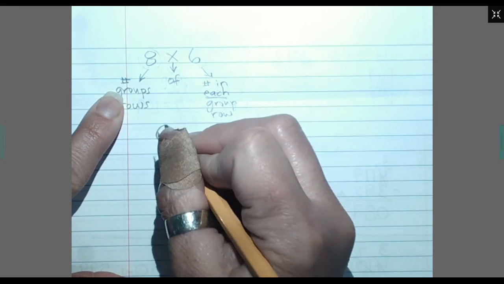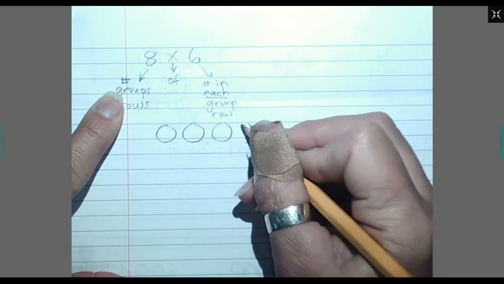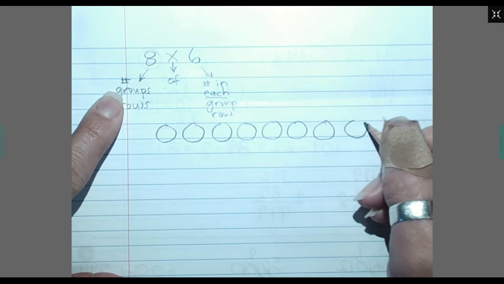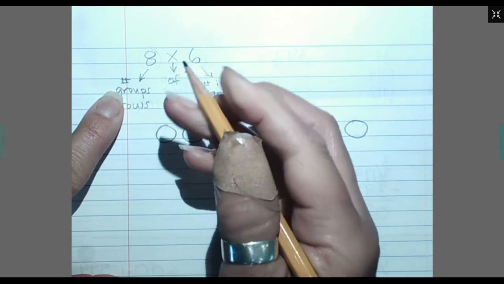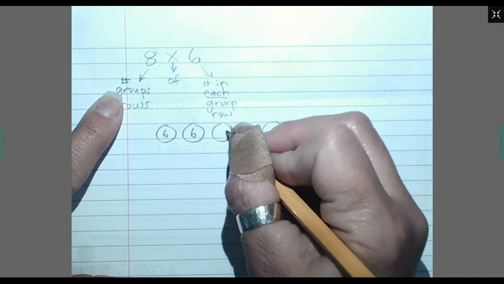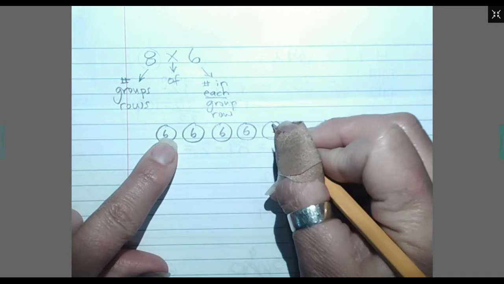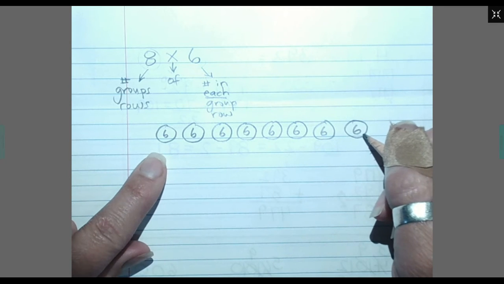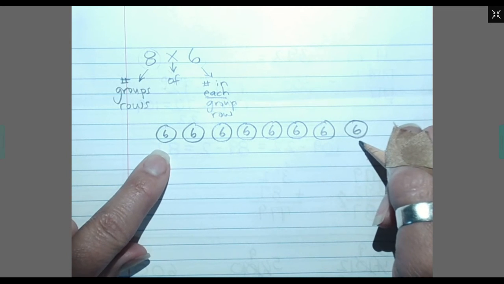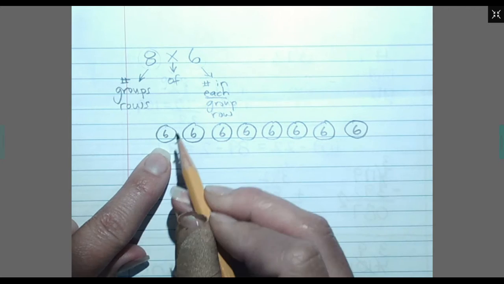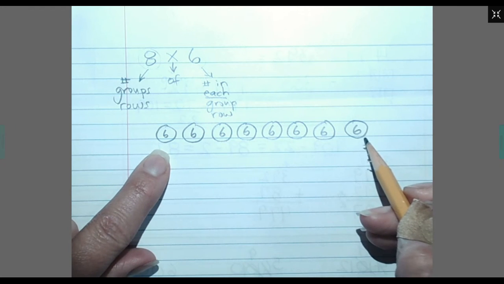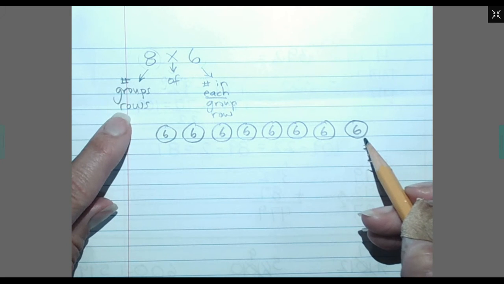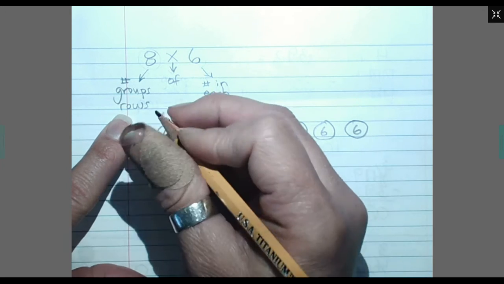So I could have 1, 2, 3, 4, 5, 6, 7, 8 groups of 6. Now I could just draw 6 little dots in each of them, but it's going to take me a lot longer. So I opted to do it this way, just to write my number 6. So I've got 8 groups of 6. I also can look at that as an array. That means I have 8 rows of 6.